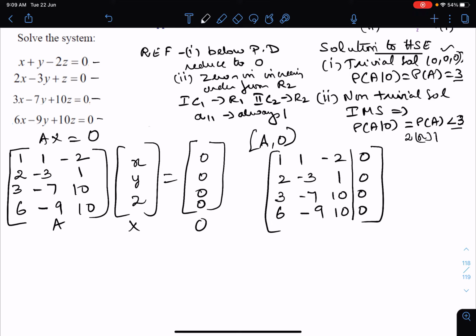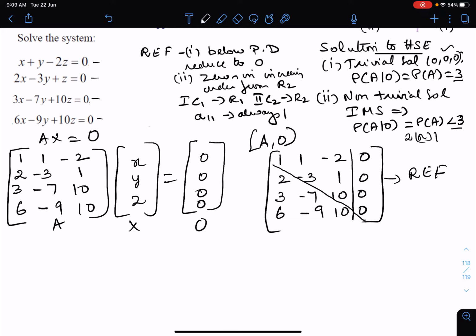Now after writing the augmented matrix, we are going to reduce this to our row echelon form. What is our row echelon form? Below the diagonal, this is going to be our diagonal. So below this diagonal, you are going to bring all the elements to 0. So in the first column you will get 3 zeros, in the second column you will get 2 zeros, and in the third column you will get 1 zero. So you have to reduce to 0.